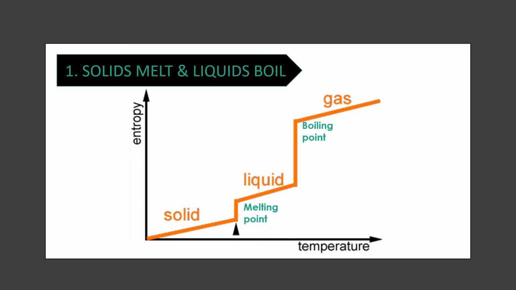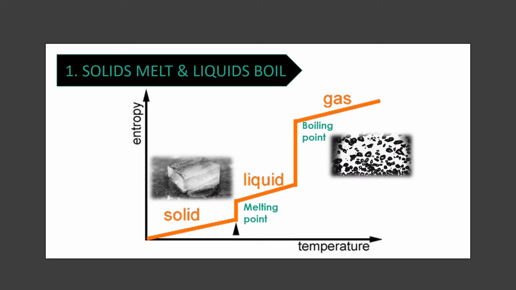Firstly, entropy increases when solids melt or when liquids boil. Now this is one graph that you have seen in the previous lesson as well, and you can clearly see how entropy is affected by change in temperature and hence physical state. So what is the reason for this entropy change with the change of physical state?